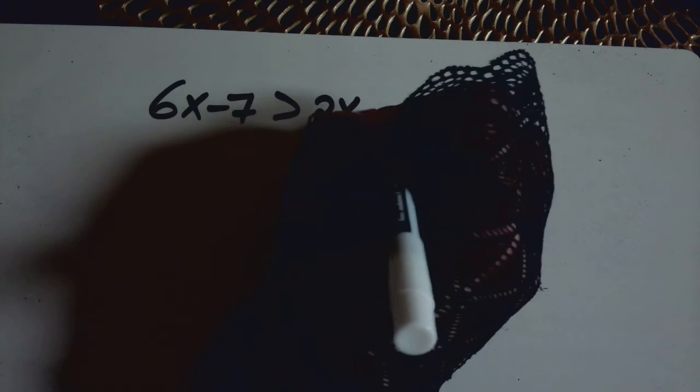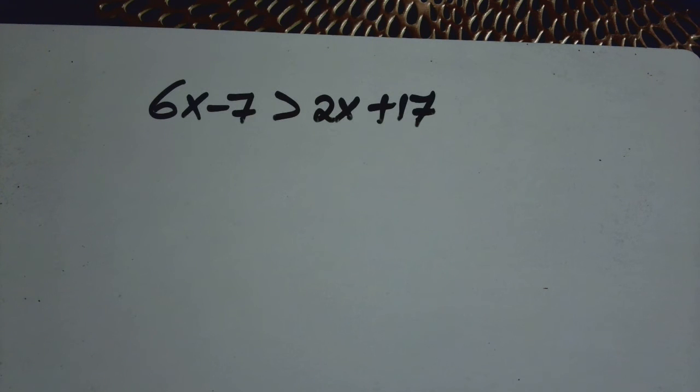So now we're going to have variables on both sides. So here's a nice one to practice on. We're going to solve 6x minus 7 is greater than 2x plus 17. So, and then the instructions always say to graph. That's why I keep graphing them.